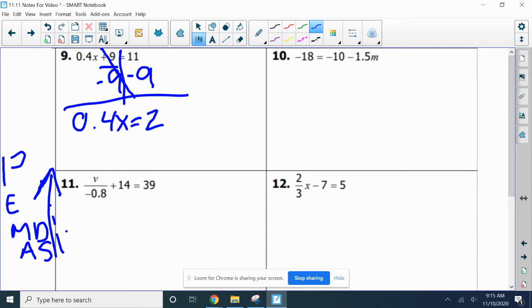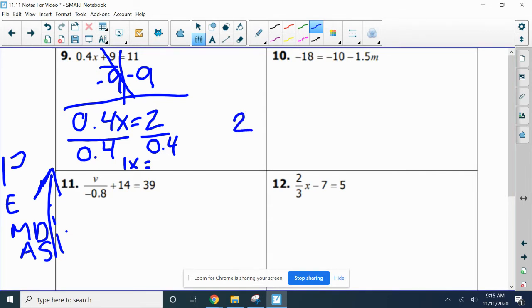Those are being multiplied. What's my inverse of multiplication? Division. Perfect. So we're going to divide both sides by 0.4. Well, 0.4 divided by 0.4 is simply 1. So we have 1x on that left side. And let's go ahead and figure out what 2 divided by 0.4 is.